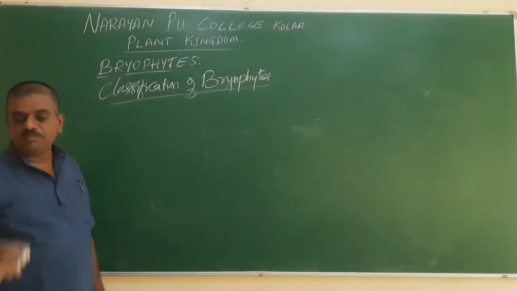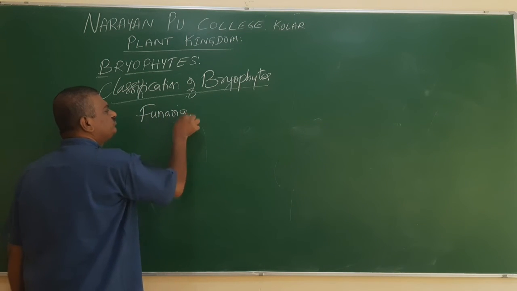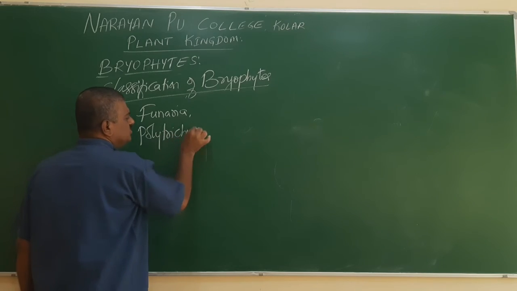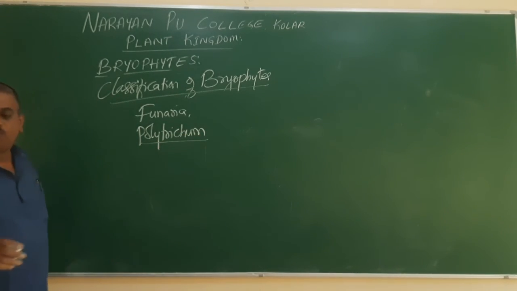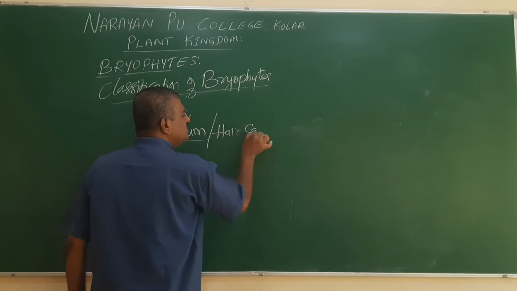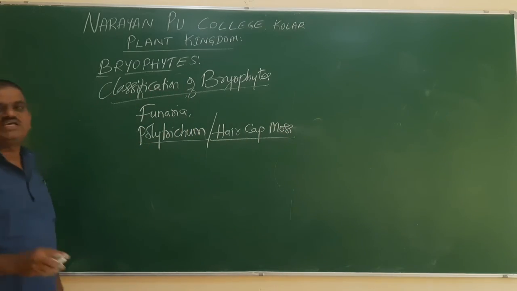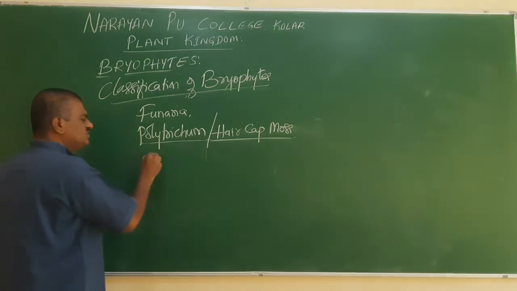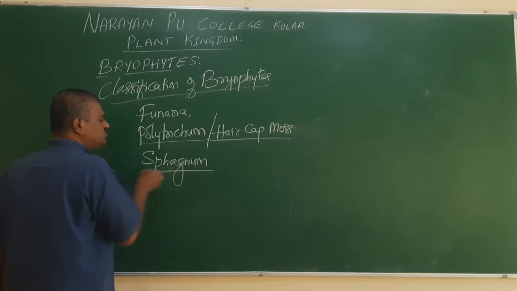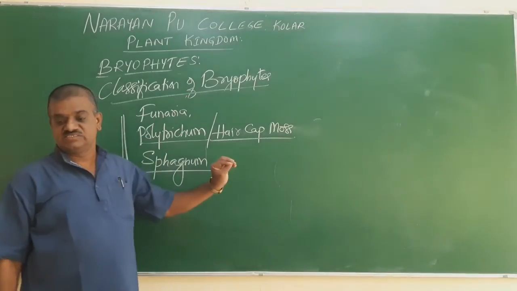In the examples of mosses, one of these is Funaria, Polytrichum. Polytrichum is also called hair-cap moss. Also sphagnum. So all these are called examples of bryophytes.